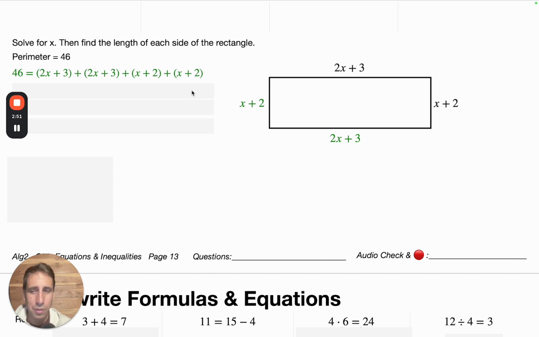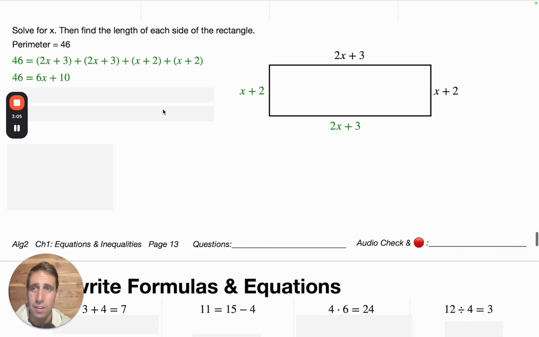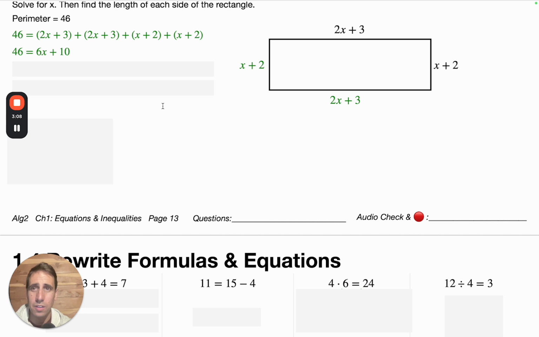The parentheses don't really make any mathematical difference. I'm just trying to group them together so you can see it better. But basically, you can add up all of the like terms. The 2x, 2x, x, x becomes 6x. And then 3 plus 3 plus 2 plus 2 is going to be 10. All right, so let's undo the addition to get 6x on that side, and then divide both sides by 6, and you get x equals 6.